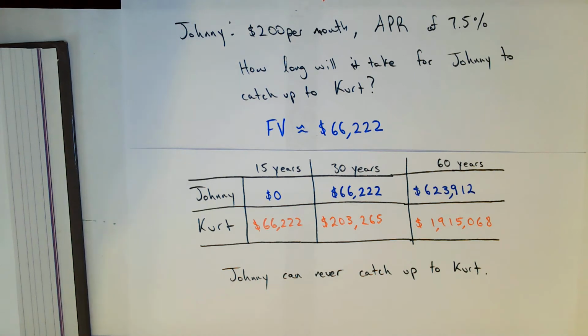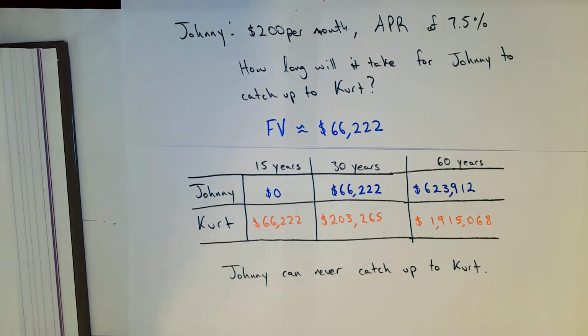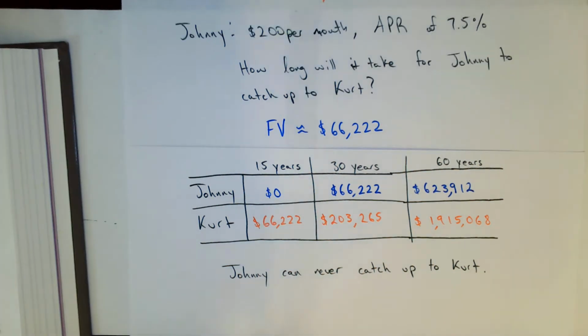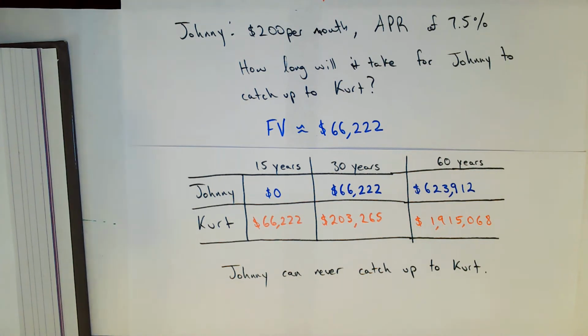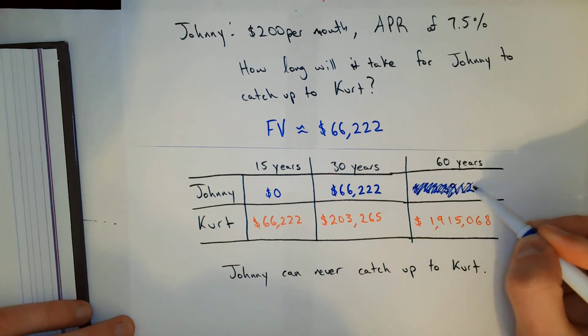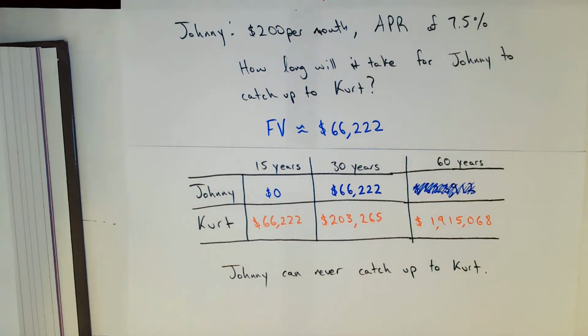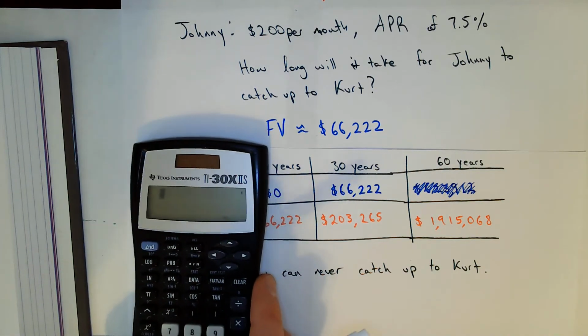I just realized I made a mistake. This still holds. This is the point of the exercise, that Johnny can never catch up to Kurt. But this number's not quite right, because the point that makes it even crazier is that Johnny never stops making the $200 per month payment. He keeps making that. I calculated it as if he didn't keep making it, via just the normal compound interest formula. So I should have used the future value annuity formula. So let me redo that. Hang on.